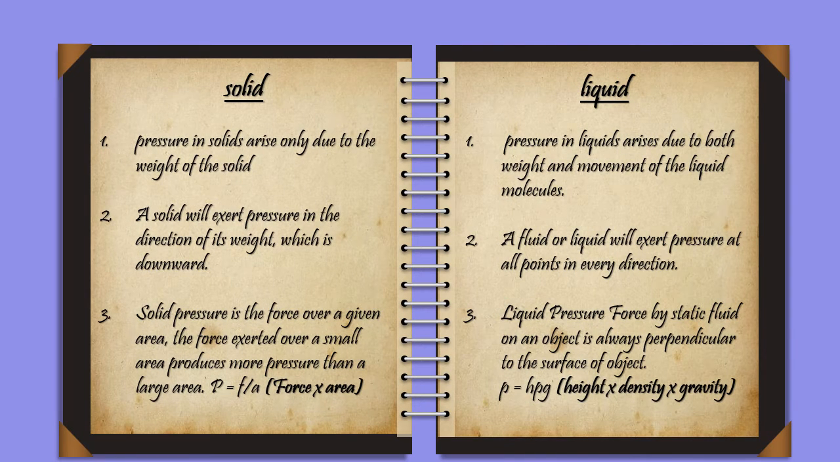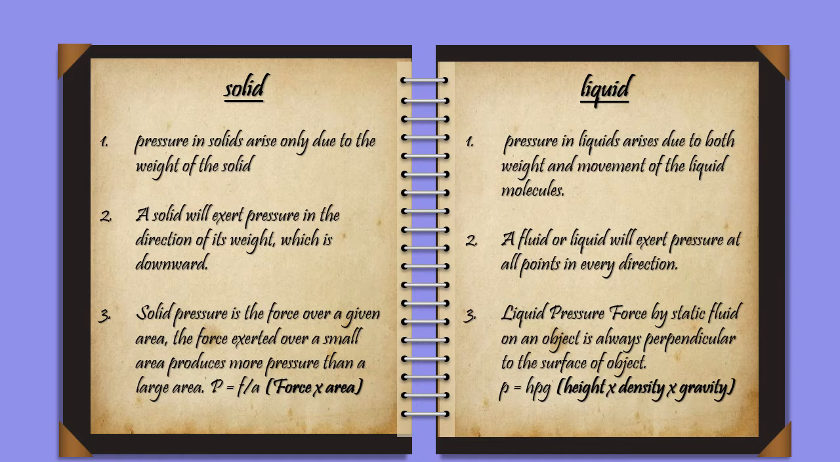Solid. Point number 1. Pressure in solids arise only due to the weight of the solid. This means that the greater the weight over an area, the greater the pressure. Point number 2. A solid will exert pressure in the direction of its weight, which is downwards. It's downwards because of the force of gravity pulling the weight towards the earth.